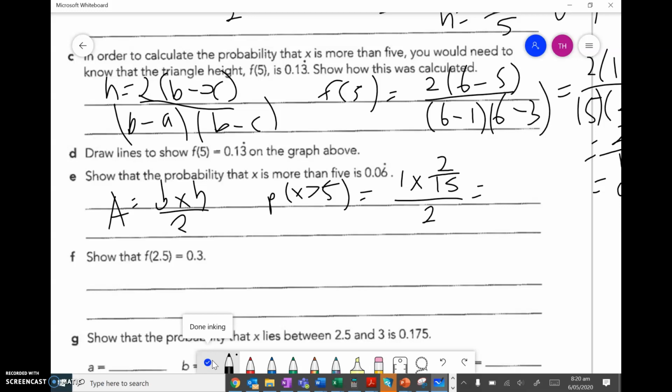So that's half of 2/15, which is 1 over 15, which equals 0.06. Okay. If you're not confident with doing any of that in your head, use your calculator.